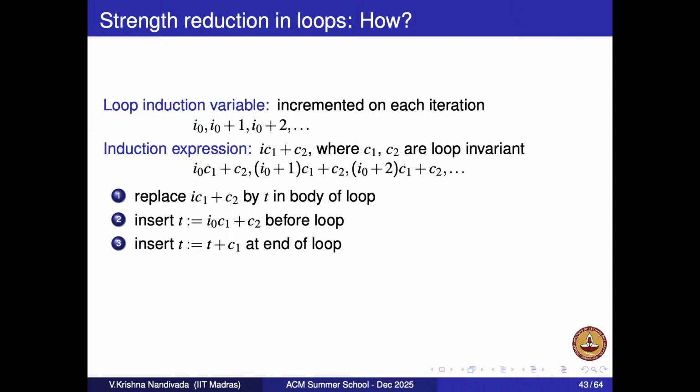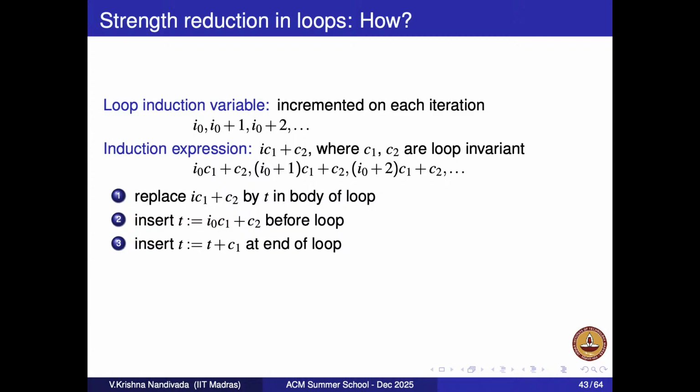Okay. So here is the way in which we will do it. Let us say my loop induction variable is I0 and it changes from I0, I0 plus 1, I0 plus 2 and so on. What is a loop induction variable? This k here is the induction variable for this loop. Now, let us say in the loop, I have an expression of the form I C1 plus C2. I is the induction variable, C1 and C2 are constants.